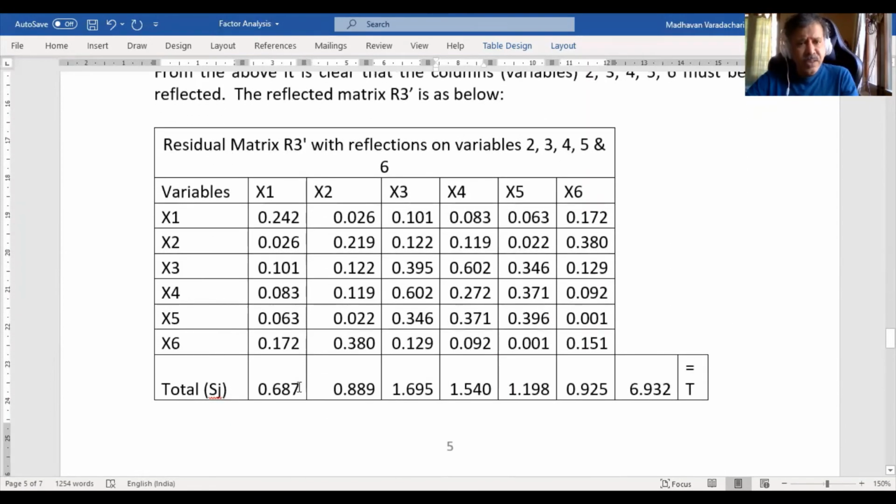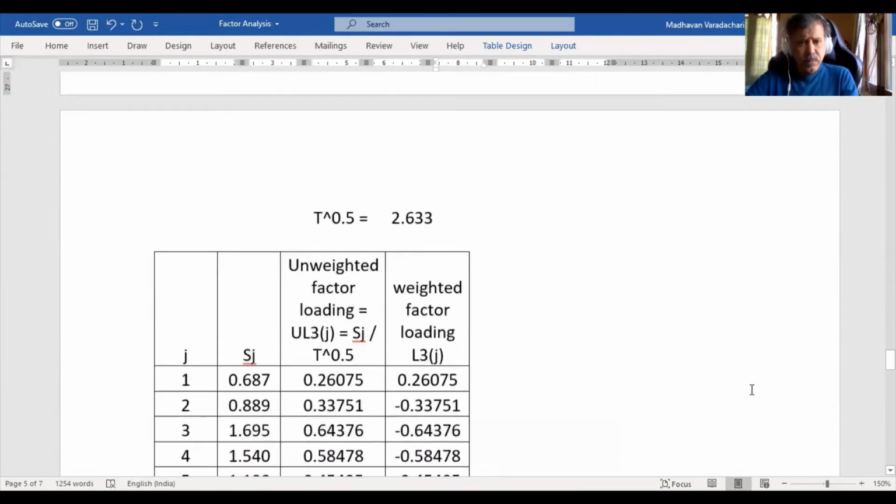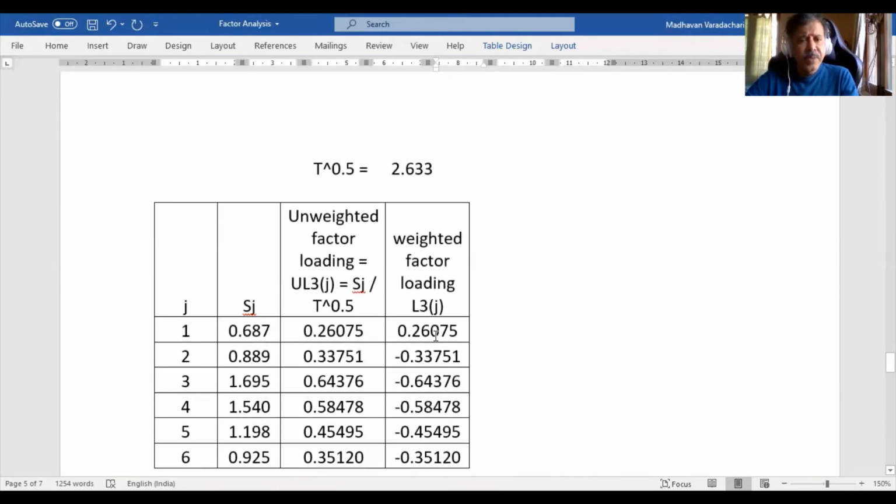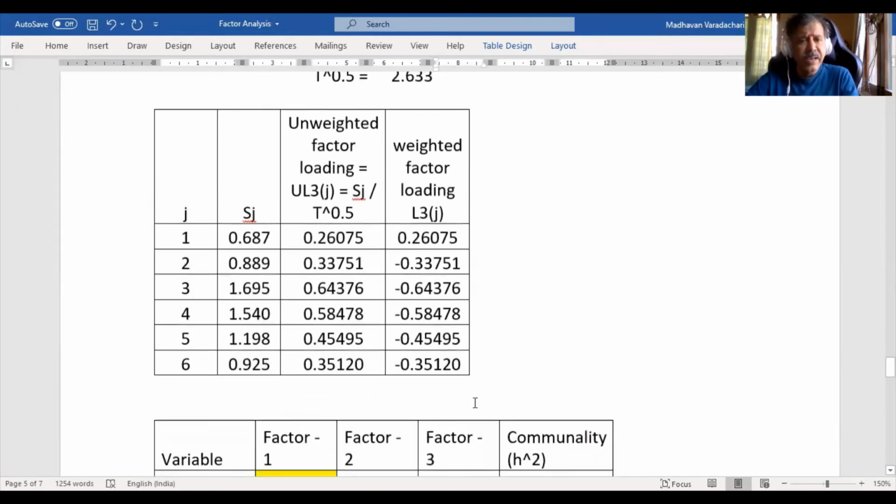Again, you calculate the SJ values. Again, you calculate the grand total. You take a square root of that grand total. Then you form this unweighted factor loading, which we know how to do. This value divided by this value to get this. Then weighted, as we spoke about already, only the first will have +1. The rest are all having -1 as the weights. So accordingly you put the signs.